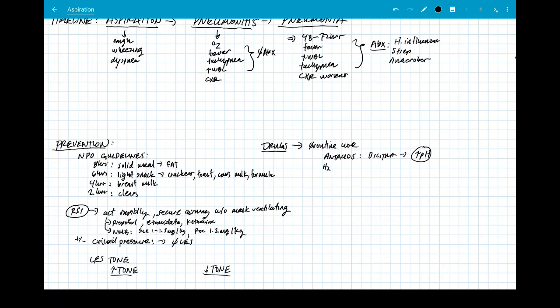You can give H2 blockers like cimetidine or proton pump inhibitors like omeprazole, but they take a little bit of time to work, so they must be given far enough in advance. They will increase pH as well and may decrease gastric volume. Metoclopramide is another drug given. It's a dopamine antagonist, and it decreases gastric volume and increases the lower esophageal sphincter tone. It decreases volume by increasing gastric emptying. But since it's a dopamine antagonist, you do not want to use this in patients with Parkinson's disease.